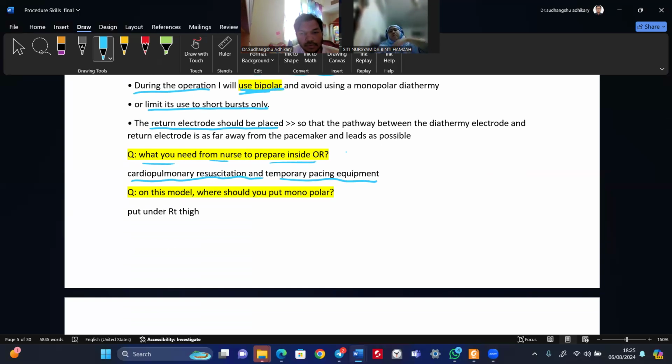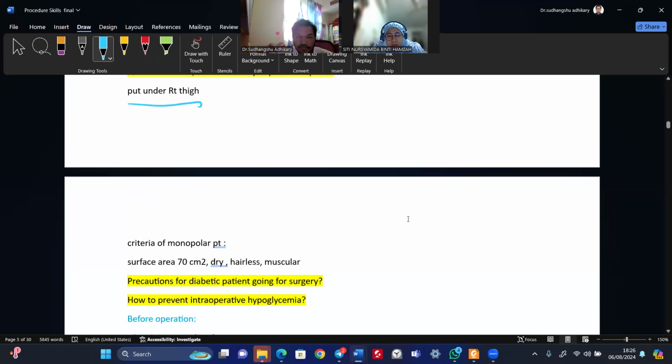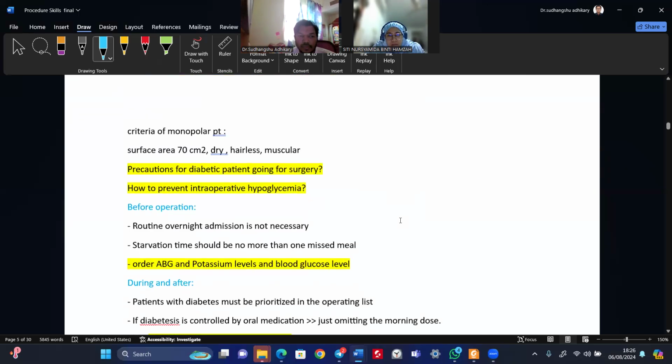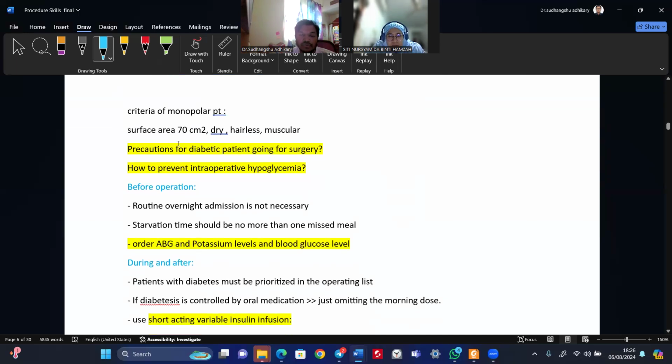What do you need from the nurse to prepare inside the OR? Cardiopulmonary resuscitation and temporary pacing equipment on the OT table. In this model, where should you put the monopolar return electrode? Put it under the right thigh, as the operation is on the right side. Criteria of monopolar: the surface area 70 centimeters square, it should be dry, hairless, and muscular.